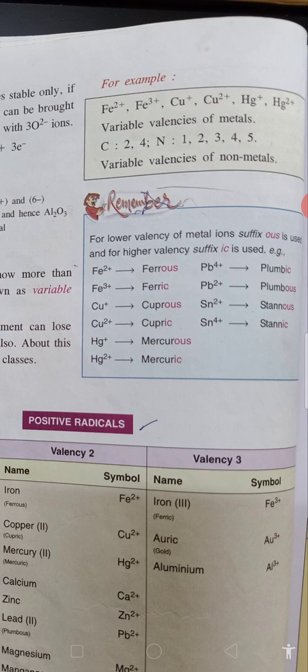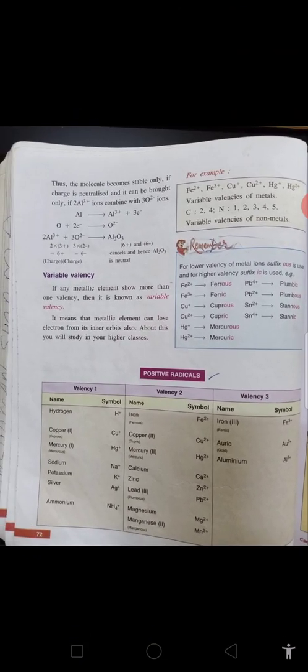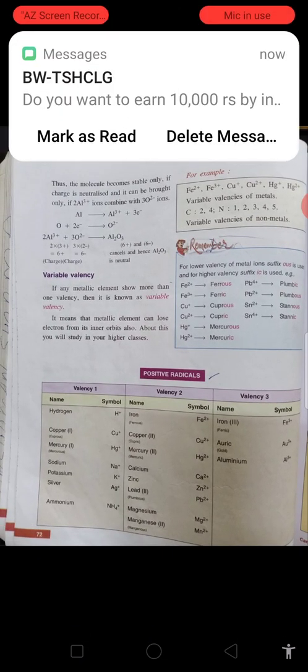Cu plus will be called cuprous, and Cu plus 2, the higher valency, will be called cupric. In the same way, Hg plus, the lower valency, will be called mercurous, and the higher valency of plus 2 will be called mercuric. Then lead with the higher valency, Pb plus 4, will be called plumbic, and Pb plus 2 will be called plumbous. Then in the same way, Sn plus 2 will be called stannous, and Sn plus 4 will be called stannic.